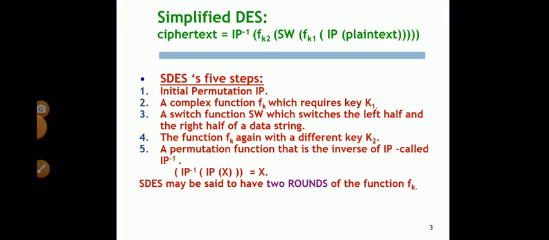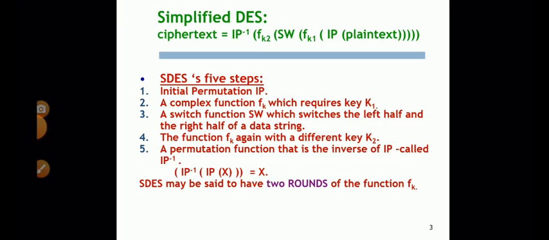The formula for ciphertext is: ciphertext is equal to IP inverse of Fk2 of SW of Fk1 of IP of plaintext. What it means is, first for the plaintext you have to perform IP, the initial permutation. Then for the output of this initial permutation you perform the complex function with the key K1. Then for this output you perform SW, the switch function. Then you perform the complex function with the help of key K2. For this answer you perform IP inverse, the inverse of the initial permutation. After completing all these steps you will get the ciphertext.